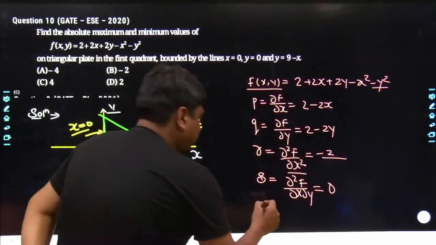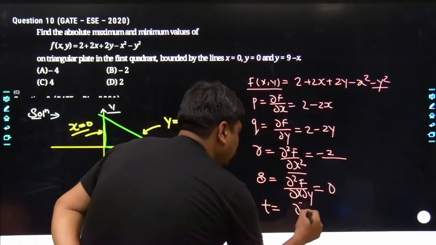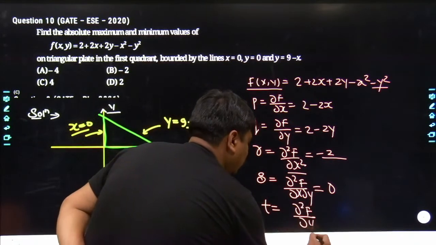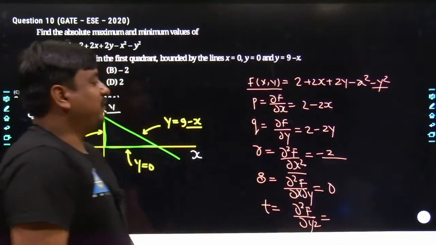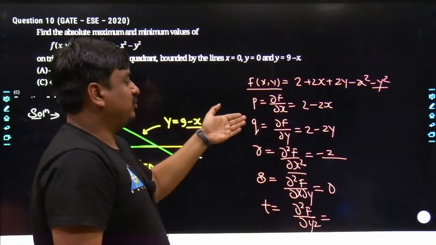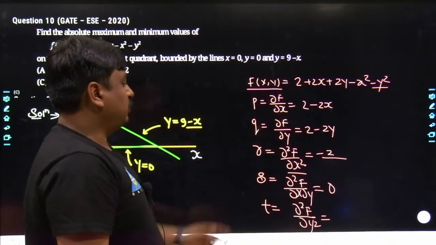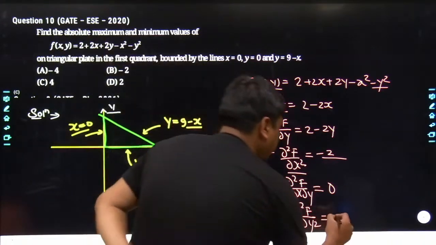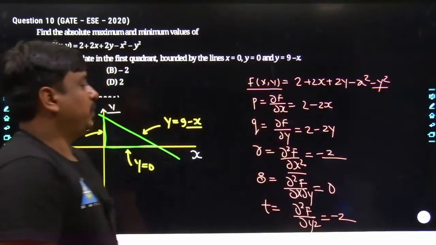Once we are done with this, obviously it's the right time to discuss the t. Here it's going to be partial square f, the partial differentiation of f with respect to y twice. Obviously once has taken place with respect to y, so it's the right time to differentiate with respect to y once again: minus 2.